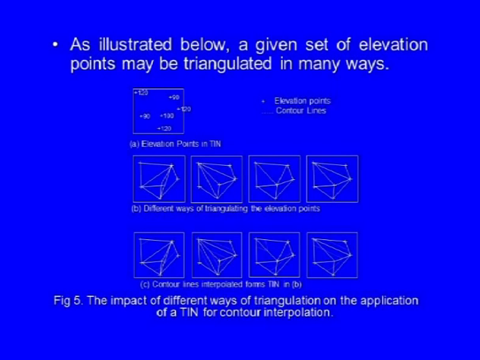So, in figure A, we find there are 6 points having elevations ranging between 90 and 120 meters. Now, we can have different ways of triangulating the elevation points. Depending on the way of triangulating, different forms of ground profiles can be generated, and this may change the whole shape of the ground, as it may be a wrong representation because of the method by which the triangulation has been carried out.